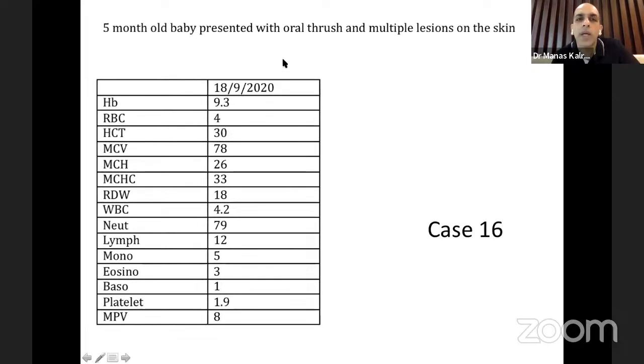Now, this is a 5-month-old baby who presents with this, and there are multiple skin lesions. I'm just going towards the WBC area and trying to finish this talk in the next 5 minutes.